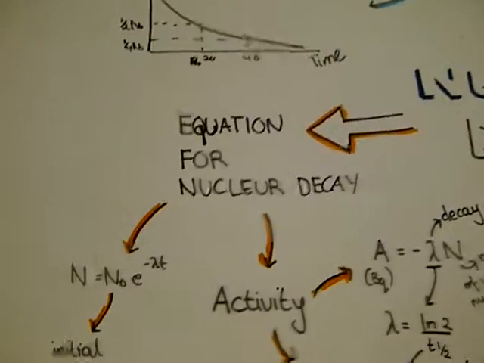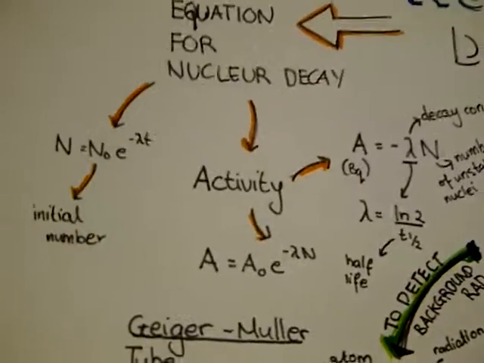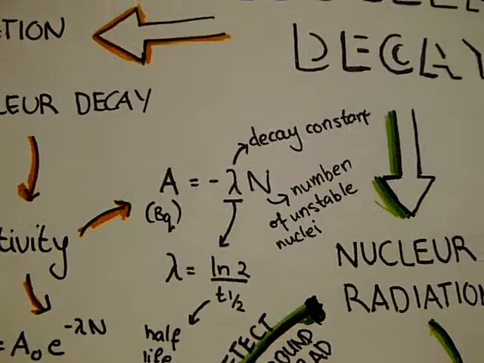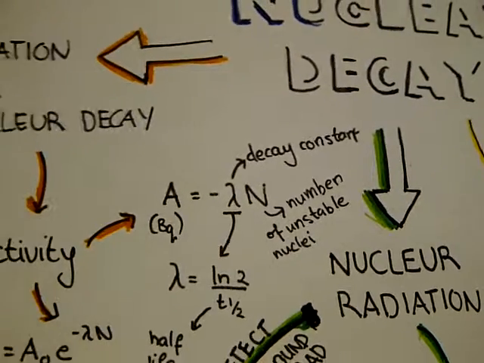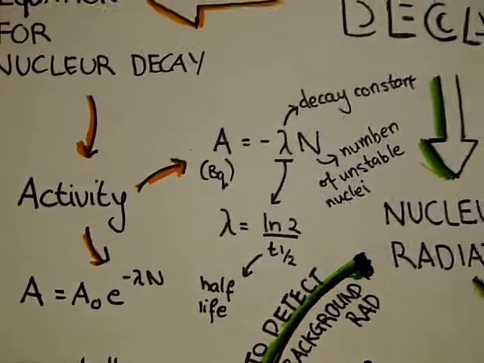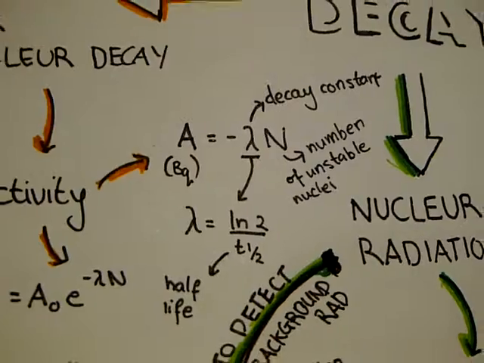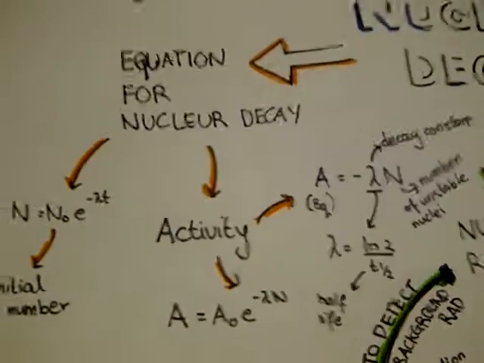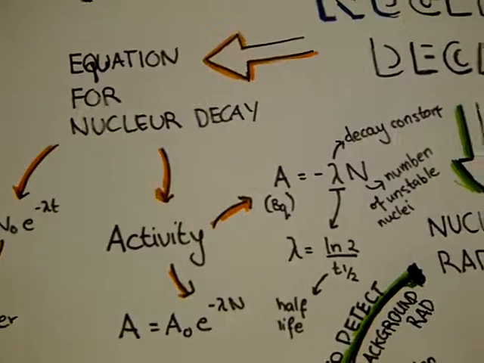There is an equation for nuclear decay, which is the activity, where activity equals minus lambda times N, and lambda is the decay constant. Lambda is equal to ln2 divided by the half-life, and this is one of the equations for the number of nuclei.